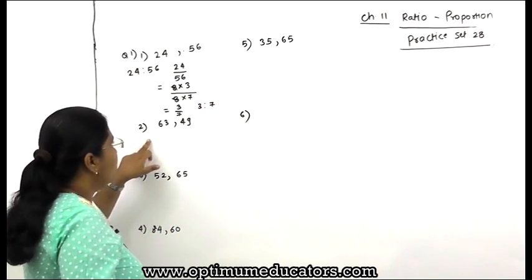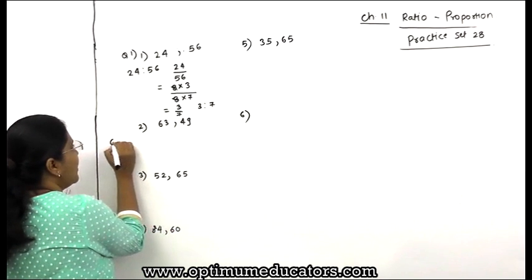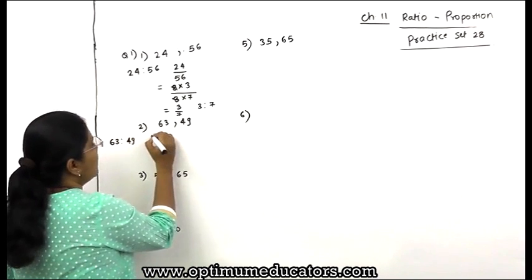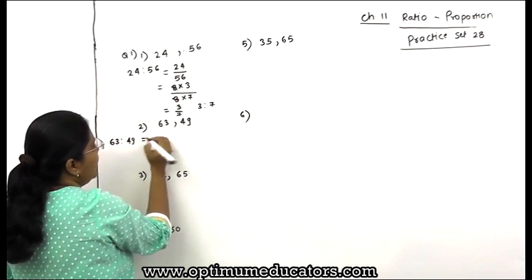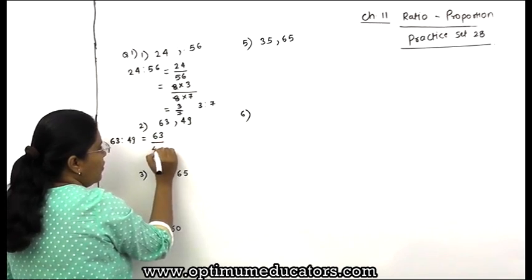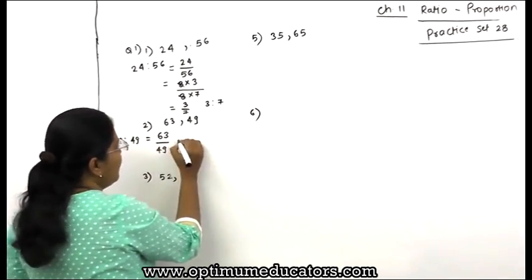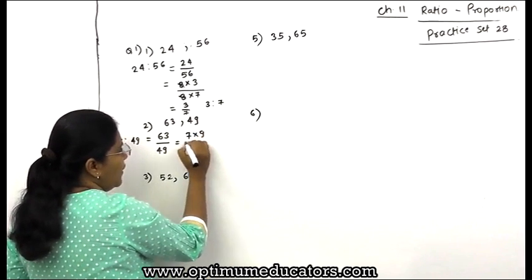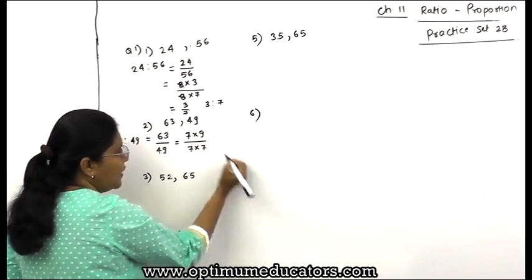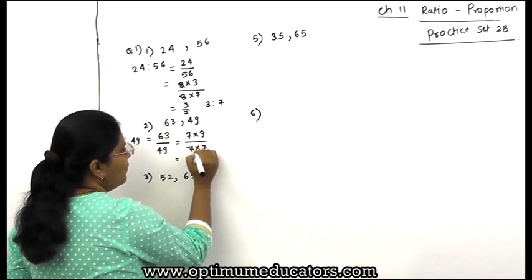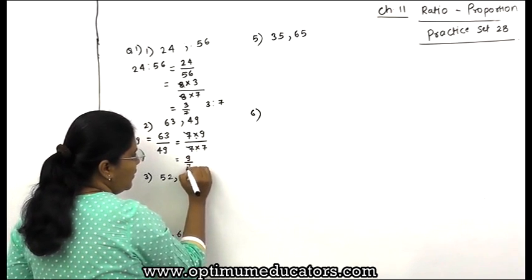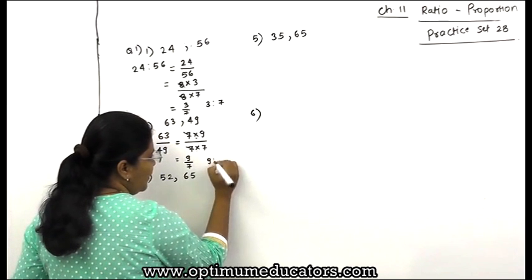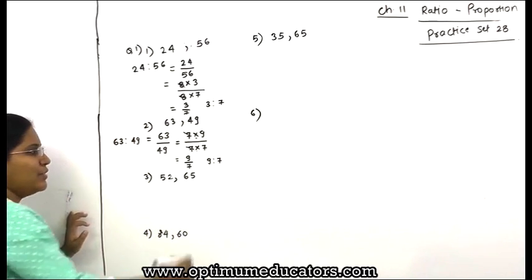Okay, now let us go for the next. We are supposed to find out 63:49. Okay, this is same as saying 63/49. Okay, now 63 is 7 nines are 63 and 7 sevens are 49. 7 and 7 goes off, 9/7. So 63:49 is same as that of 9:7. Okay, so this is the answer.